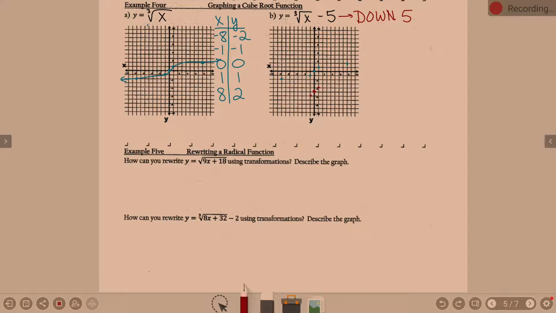And from that center, over 8, down 2. And over 8, up 2. My red points are my final graph, in case you didn't figure that out. You're going down 2, right? Over 8 down 2, from your center point, yes.